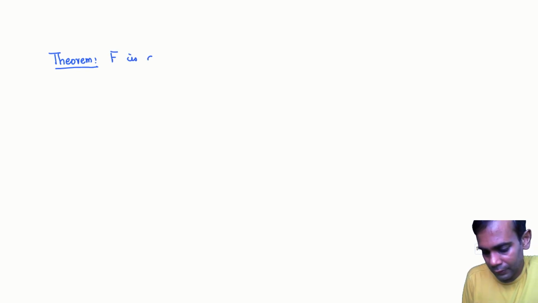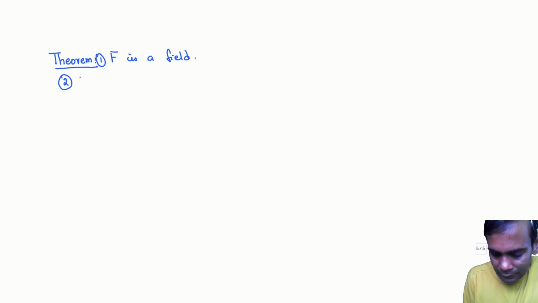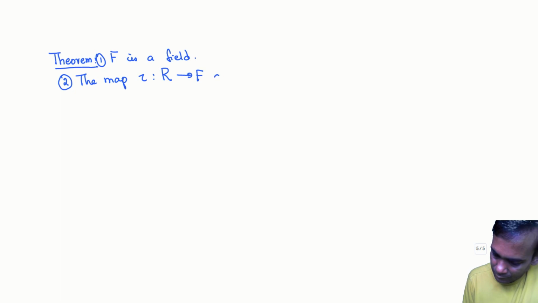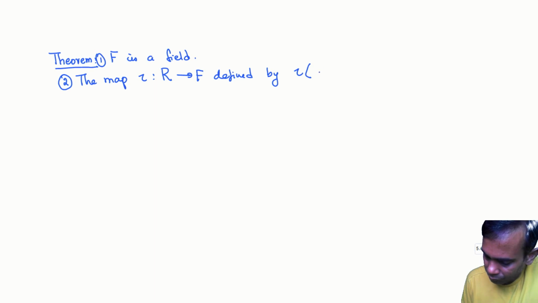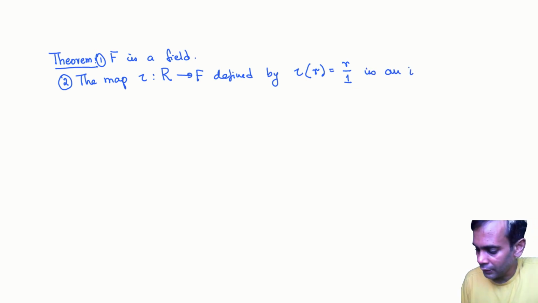So let me just summarize what we've done so far in terms of a theorem. The first assertion: F is a field. The second assertion: the map iota from R to F defined by iota of r equals r over 1 is an injective ring homomorphism.